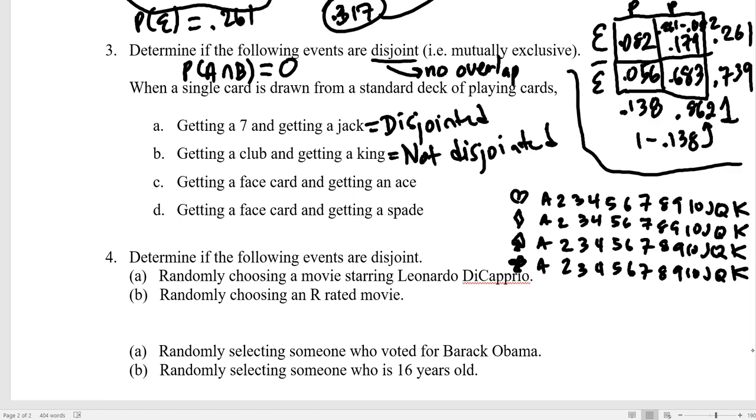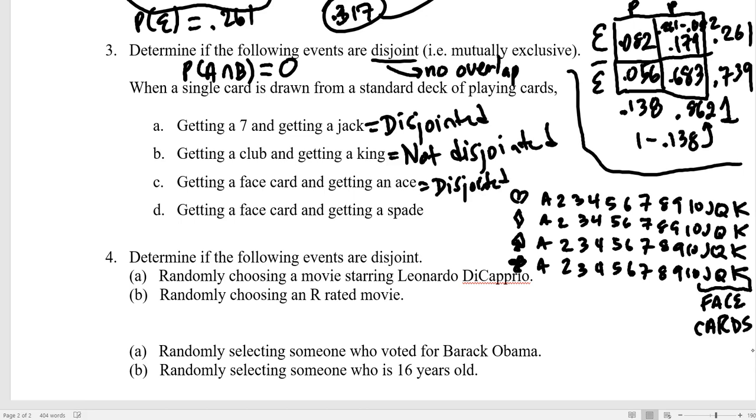Okay? Can you get a face card and an ace? What's a face card? Well, the Jack, Queen, King. Why do they call those face cards? Literally, the cards have faces, so they call these the face cards. Okay? So, can you have a face card and an ace? Well, these are all the face cards. These are all the aces. Is there an overlap? No, there is not. No overlap means disjointed.